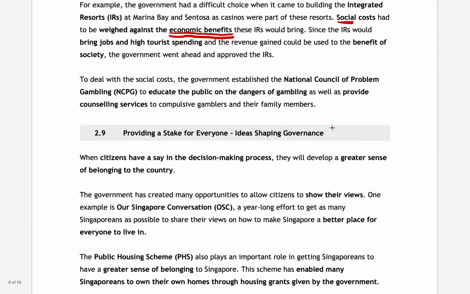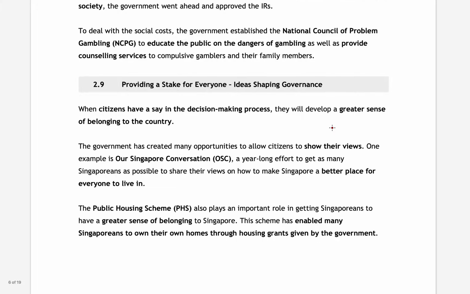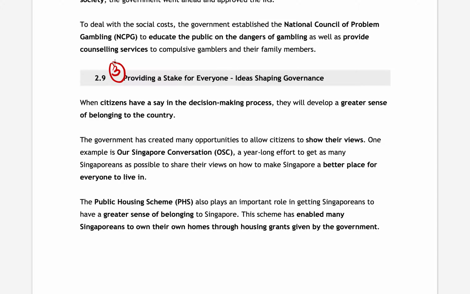Third, providing a stake for everyone. Providing a stake for everyone essentially means that citizens are involved in decision making. When citizens are involved in decision making, naturally they develop a greater sense of belonging. With a greater sense of belonging, they are more likely to contribute back to the community. Remember, this is what we talked about in Unit 1 last time, right?